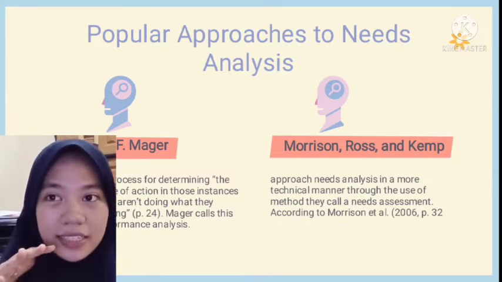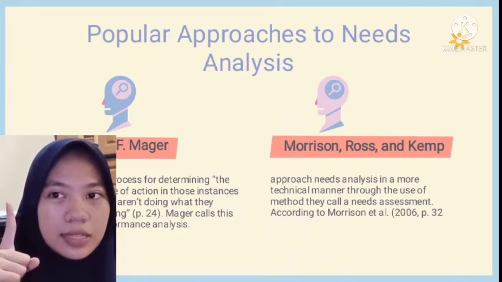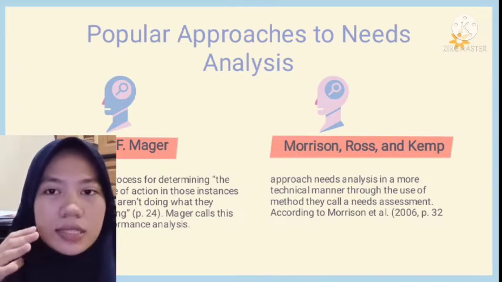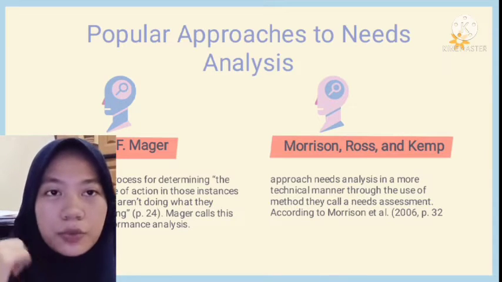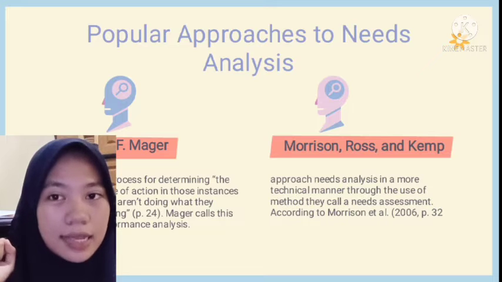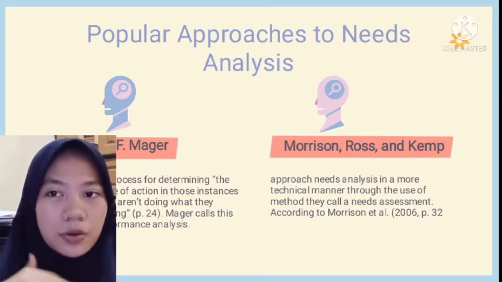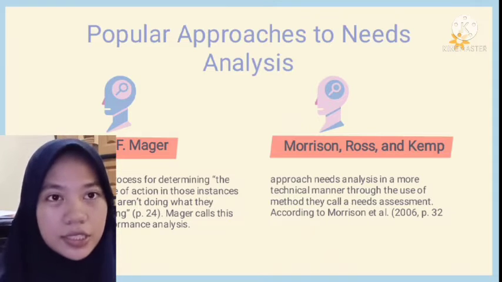So, in addition to the needs assessment method, Morrison in 2006 described two other needs analysis methods. First is goals analysis, and second is performance assessment, which is similar to performance analysis. They wrote that goals analysis takes less time than a needs assessment, and its focus is typically much narrower. The goals analysis starts with the problem someone has identified and then is focused on a solution.